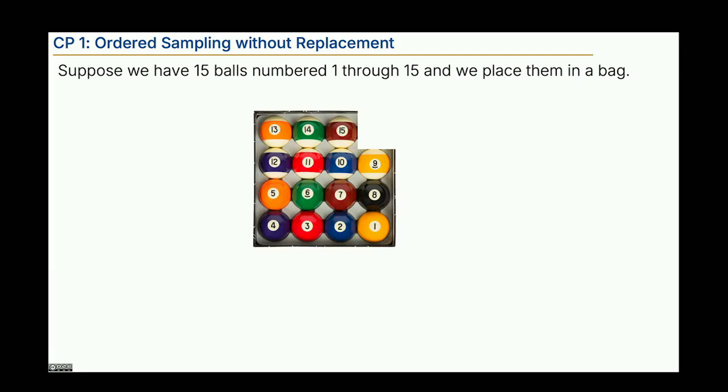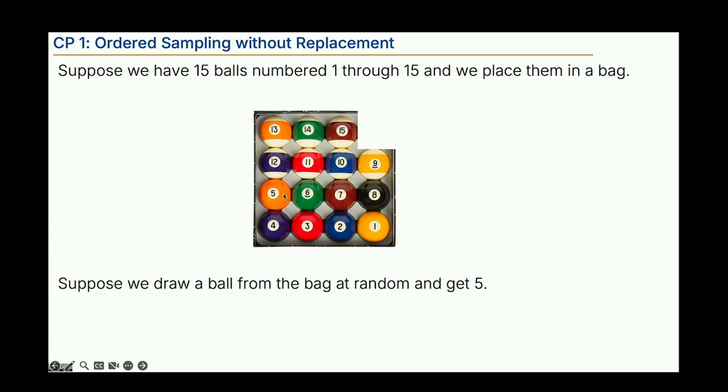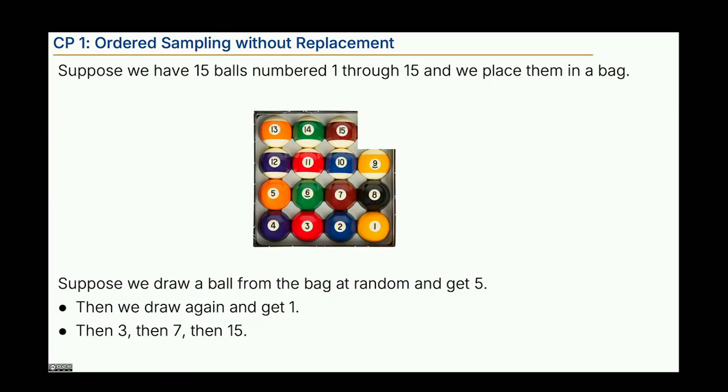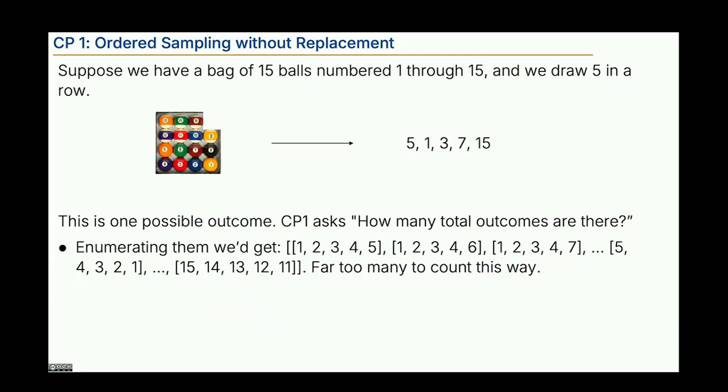Okay. So let's suppose, as a first example of this, we have 15 balls that are numbered 1 through 15, and we toss them into a bag. And then we start drawing balls from the bag. And say the first ball I draw is the 5. Then I draw a 1. And then I draw 3 more times, and I get 3, 7, 15. Okay? I've drawn a sequence of balls. That sequence was 5, 1, 3, 7, 15.